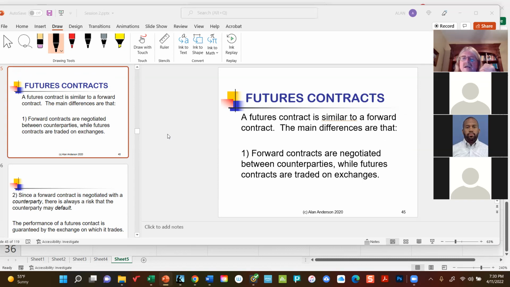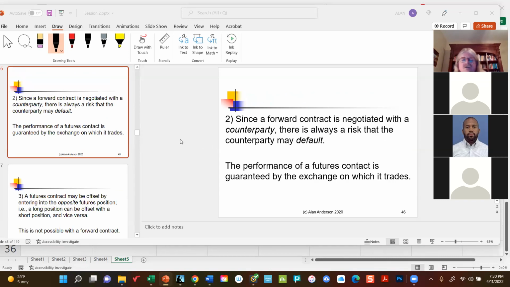Number two, forward contracts are negotiated with a counterparty. There's always a risk of default. Not so with the futures exchanges. They guarantee their performance of all of their contracts. And that's one of the big selling points. No credit risk.